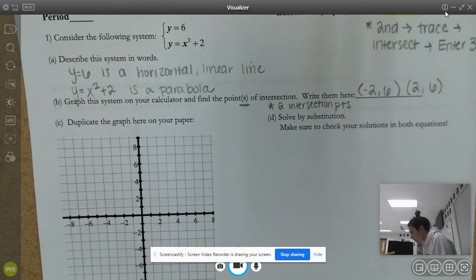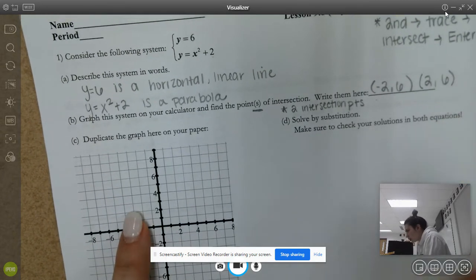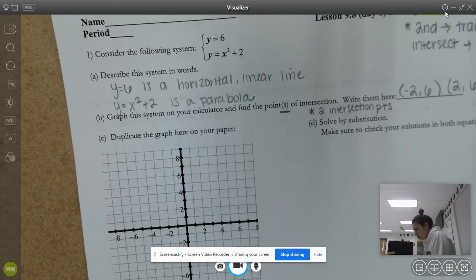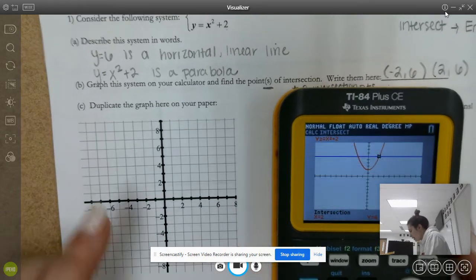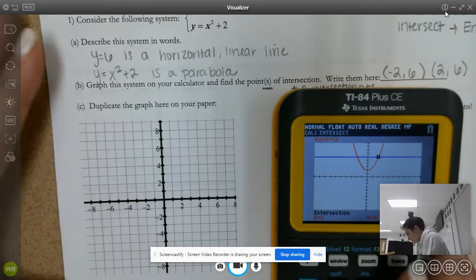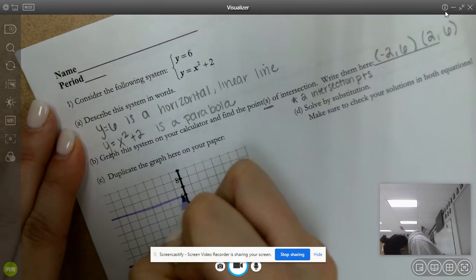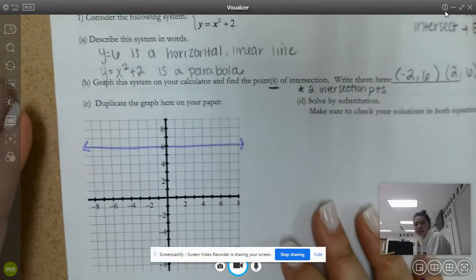So let's go ahead, let's plot what we see. Well, when we're graphing the line y equals 6, that is the horizontal line. We saw it over here on our graph in our calculator. That is the horizontal line where y is 6. So we can go ahead and just draw this horizontal line right here, just like that.